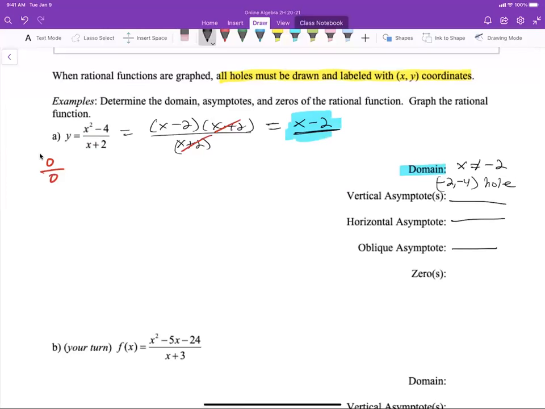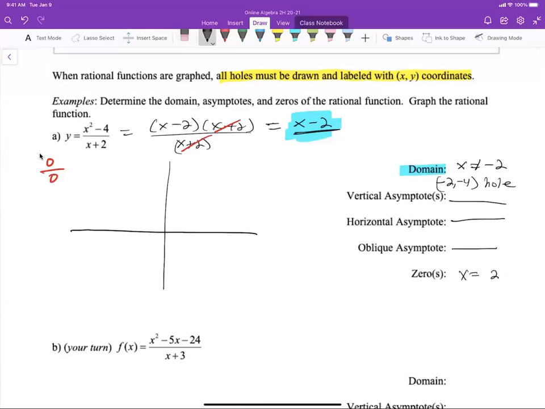Zeros, I do have a 0. At what values of x does my numerator become 0? You would think that you would have a positive 2 and a negative 2, but negative 2 is not in my domain. So I do not cross the x-axis at negative 2 because negative 2 is not a part of my domain, but 2 is a 0. I do have an x-intercept.